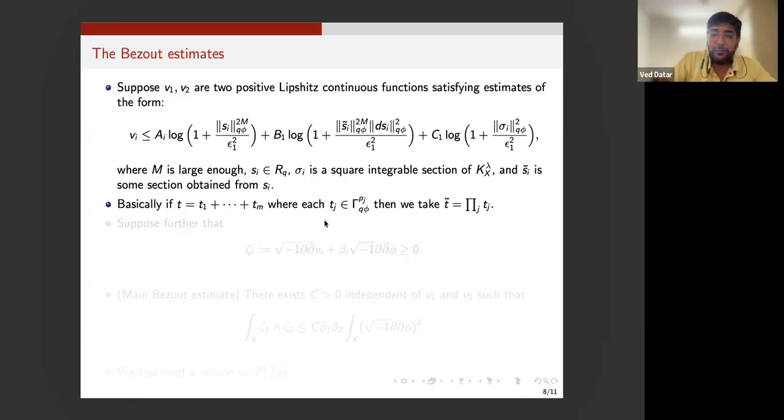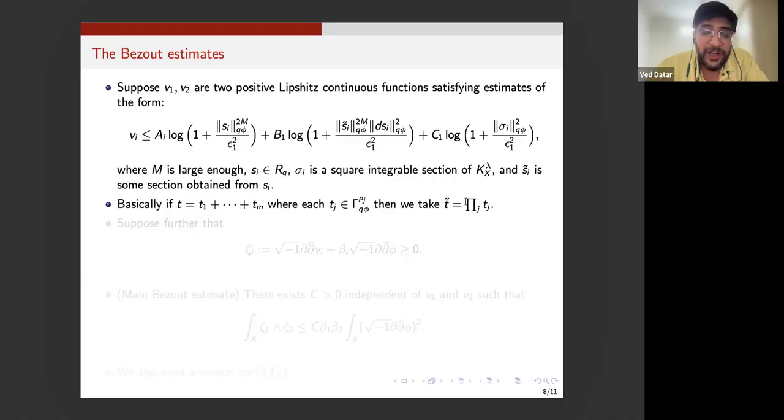RQ, RQ was defined to be the sum of L^p integrable functions where the p might vary from section to section. So in general, an element of RQ will be of the form summation T_j, where each T_j belongs to some p_j integrable space, right? So then this tilde is basically just a product of these T_i's. Again, this is just a technical thing in order to make the Bezout estimates work.